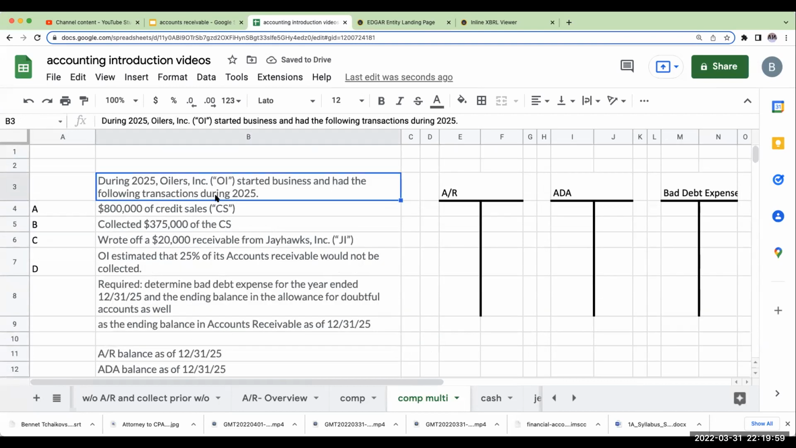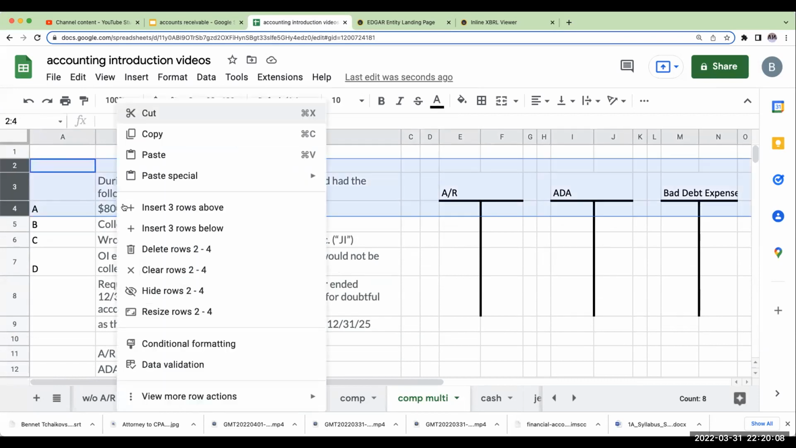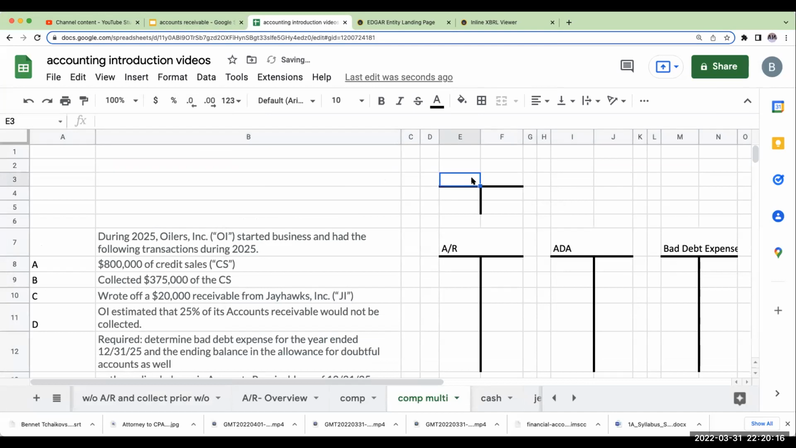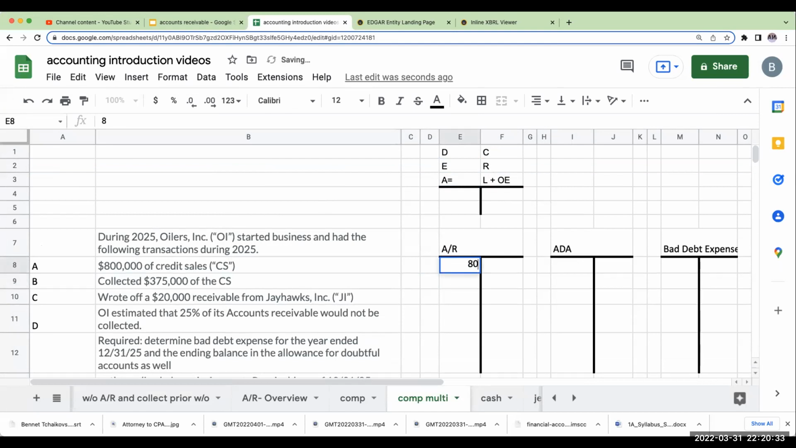During 2025, Oilers started business and had the following transactions. The first thing is they had 800,000 of credit sales. Just a brief reminder, when we're recording transactions, I've got assets equal to liabilities plus owner's equity, and I'm going to have debits, credits, expenses and revenues. So over here, I recorded 800,000 of credit sales. What does that mean? It means I debited accounts receivable for 800,000 and I credited sales revenue for 800,000.